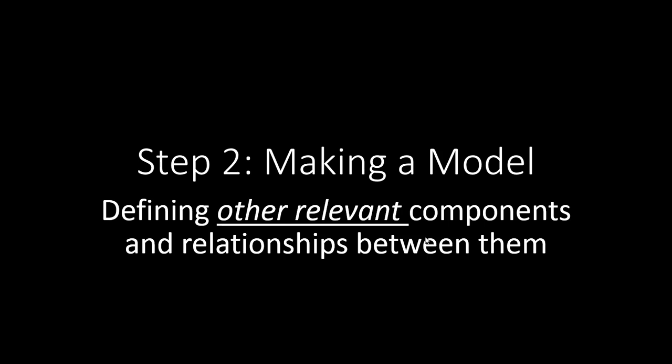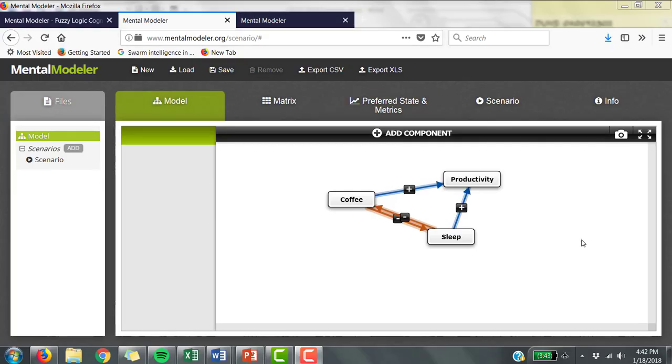So step 2 is about defining other relevant components and relationships between them, aside from those central components. So Allison, what are the other things that might affect the relationship between coffee, productivity, and sleep? I think stress is an important component. All right.